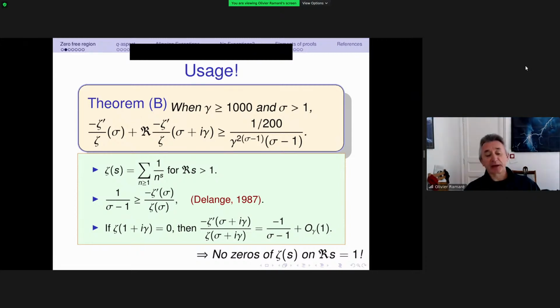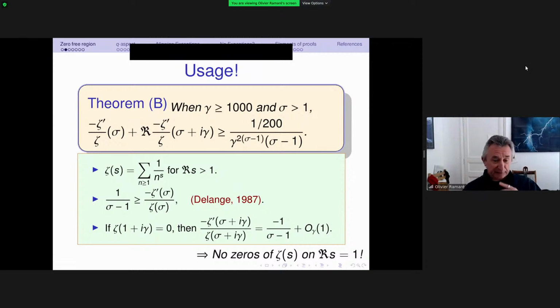Even if you want to have a quantification, I mean, not a zero in 1, but a zero close to 1, it's easy to see with the factor γ to the 2σ minus 1 that is going to give you a zero-free region of size 1 minus a constant upon log γ. So it's exactly what we want. What is rather amazing with this way of proving the zero-free region is that you don't look at σ plus 2iγ. You just look at what happens in σ, and in σ plus iγ, that's all.